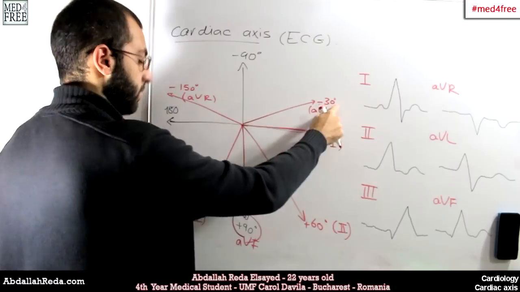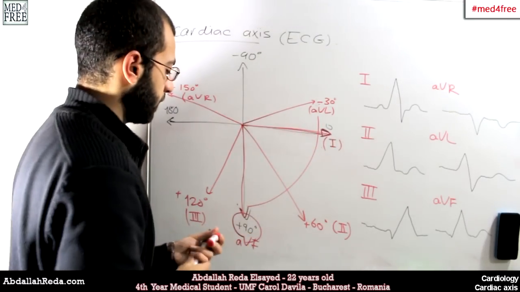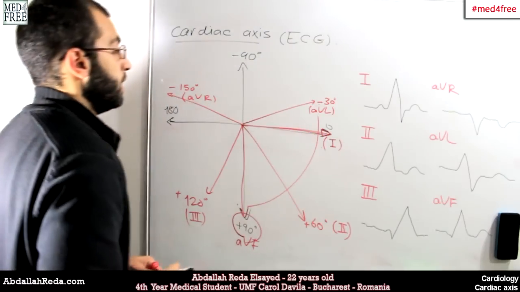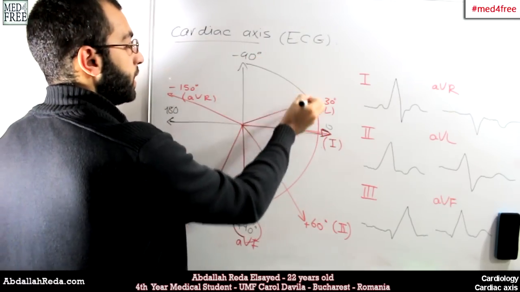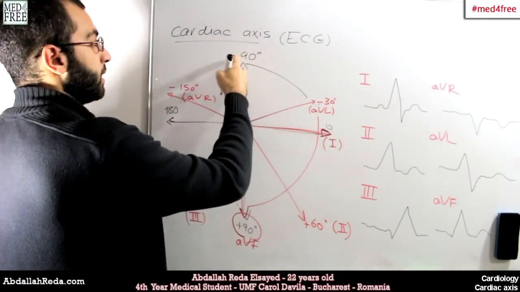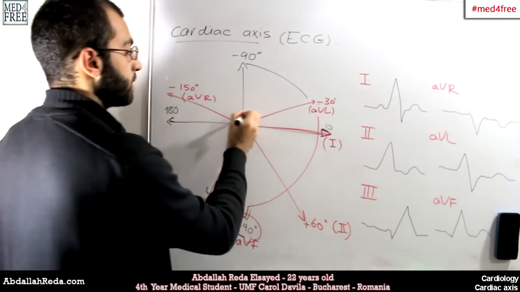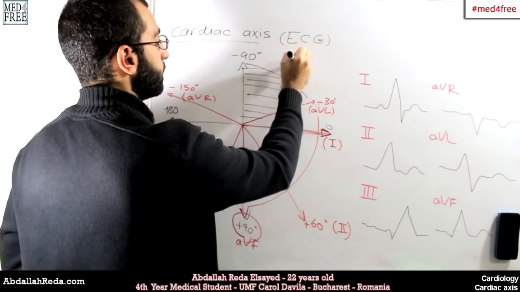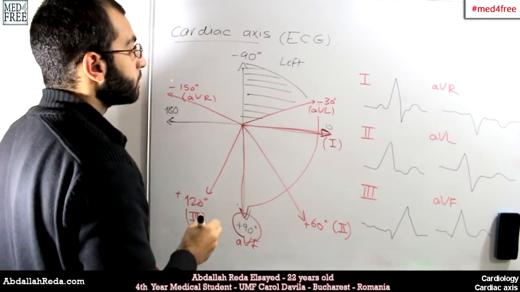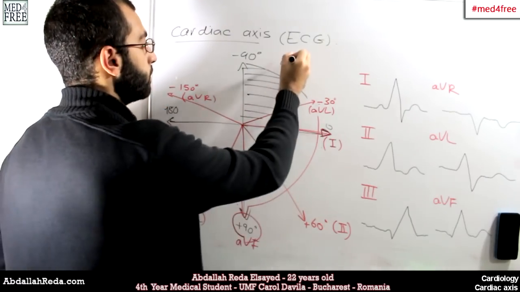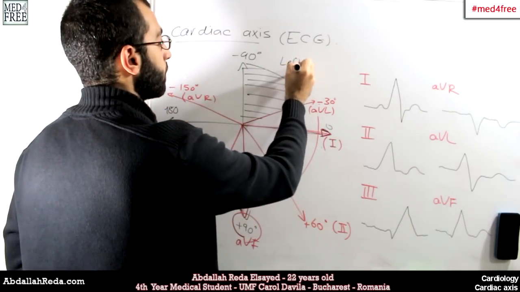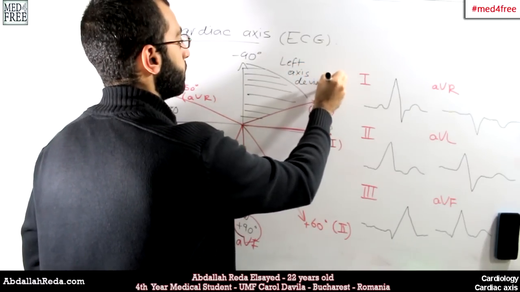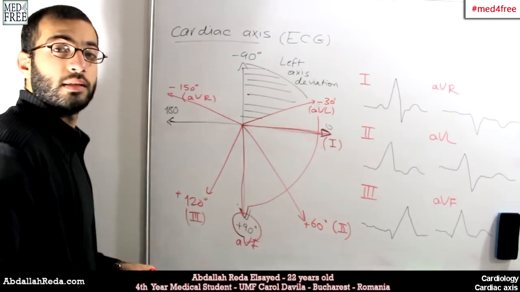So between negative 30 and positive 90 degrees, the cardiac axis would be normally present. If it's present between negative 30 and negative 90 degrees, this here, we call it left axis deviation. Left axis deviation.